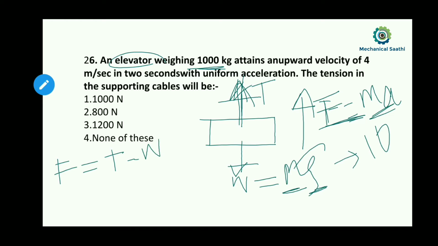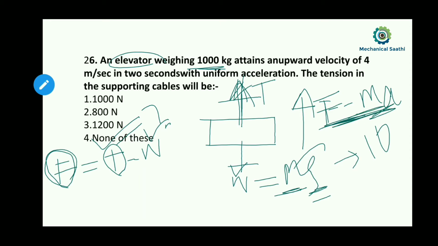From here, W we can simply find out, because the mass is given and the acceleration due to gravity is a constant value. And the question is asking for the value of tension. So if we can find out the force due to motion, then we can find out the value of this tension. So let us first try to find out this value.